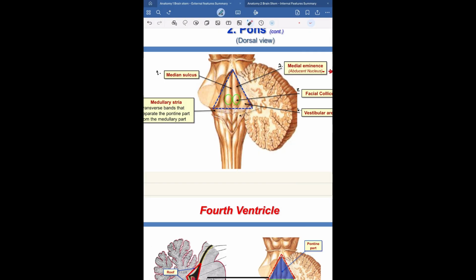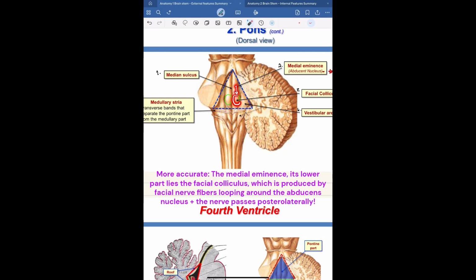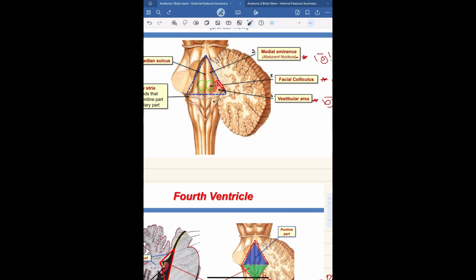Go through it in order. Cranial nerve 5, you don't see it here, but you would see cranial nerve 6. And now if you go further down, you'll see the facial colliculus. This area, the facial colliculus, holds cranial nerve 7, the facial nerve. And then if you go laterally, you will see the vestibular area, and this will hold your cranial nerve 8.